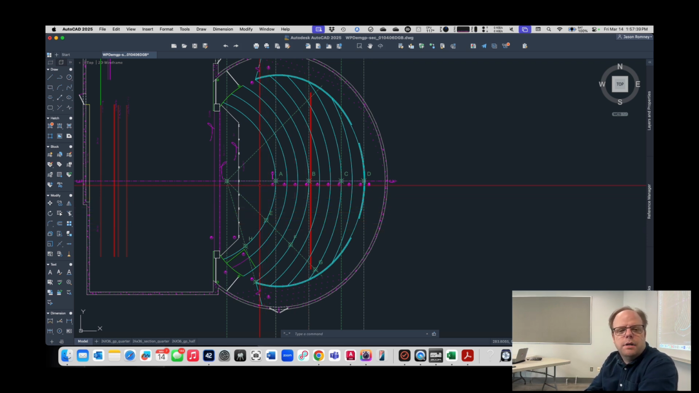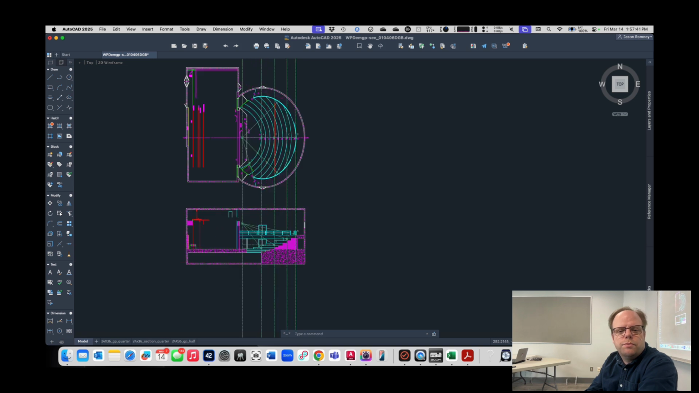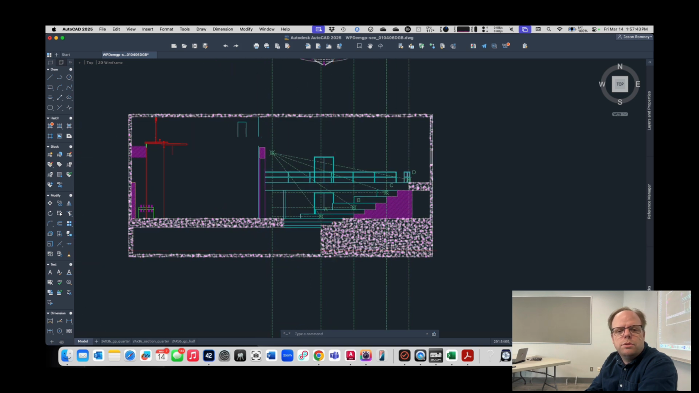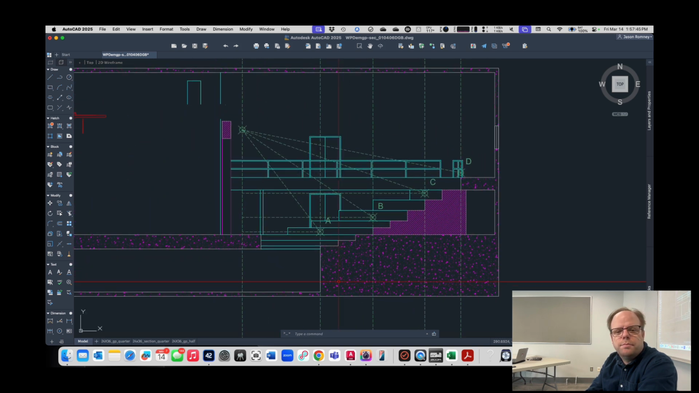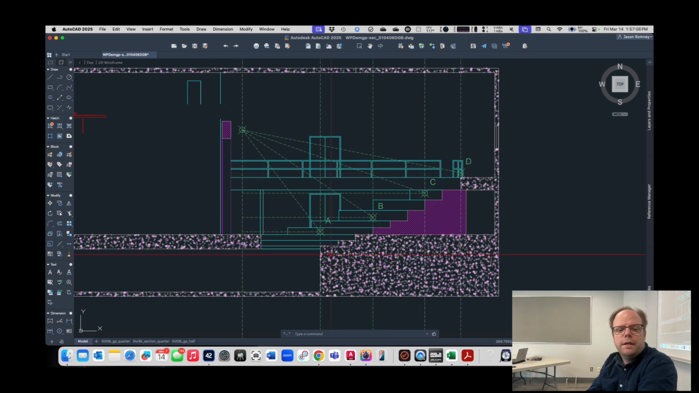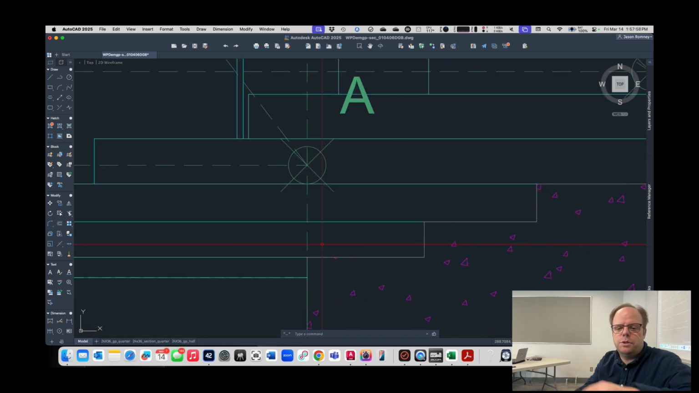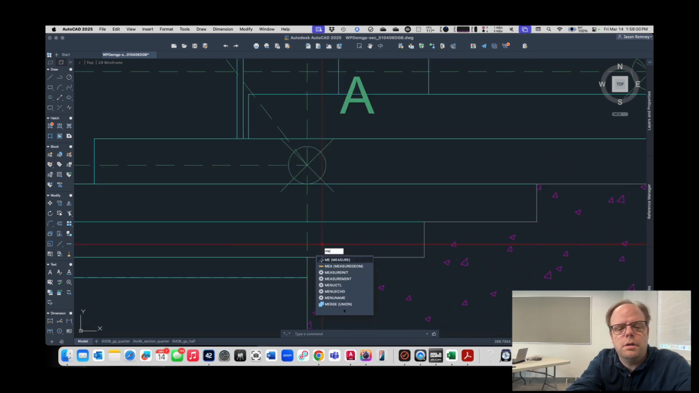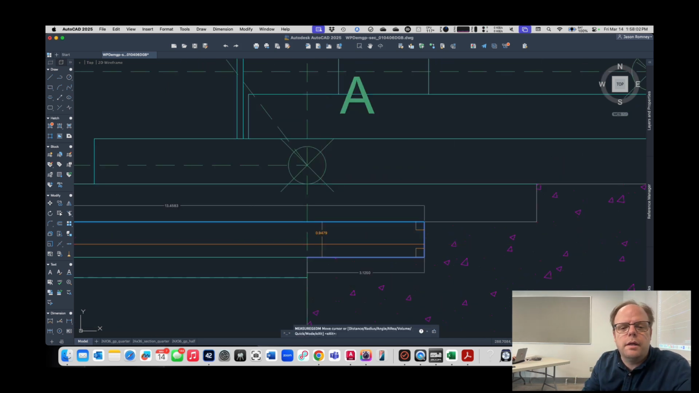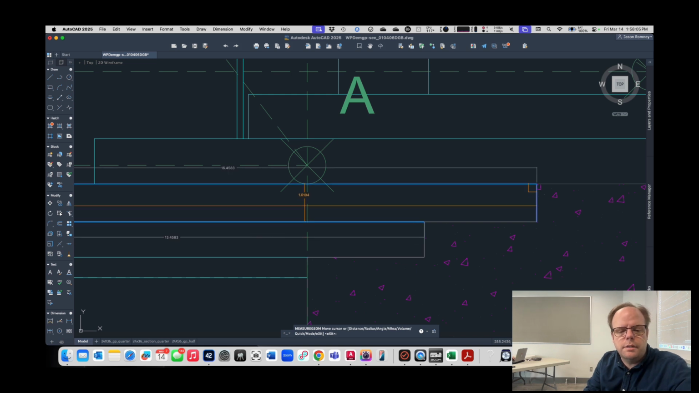What I've done is I've gone in. You want to start by looking at your section view, and you want to create some seating locations. At the very least, you want to have front row and back row at head height. I'll show you how I've done the head height.